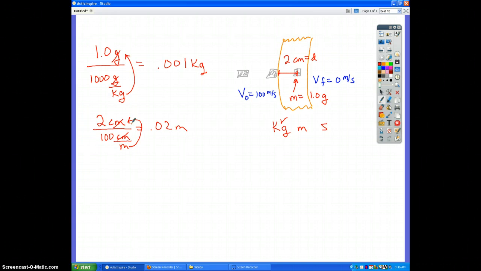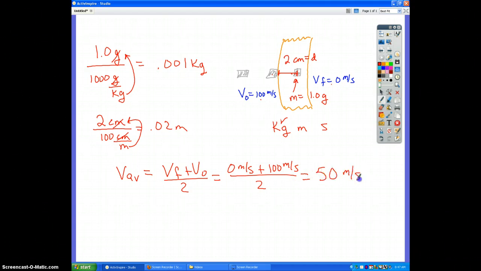To find the time that it takes for that pellet to travel from here to here, first thing we need to do is figure out what the average velocity of the pellet is as it travels into the pumpkin straight across. In order to find the average velocity, we're going to take the final velocity, add the original velocity, and then divide that by 2. Our final velocity from our picture was 0 meters per second. Our original velocity is 100 meters per second. We're going to divide that by 2. And when we do our math, we should end up with an average velocity of 50 meters per second.